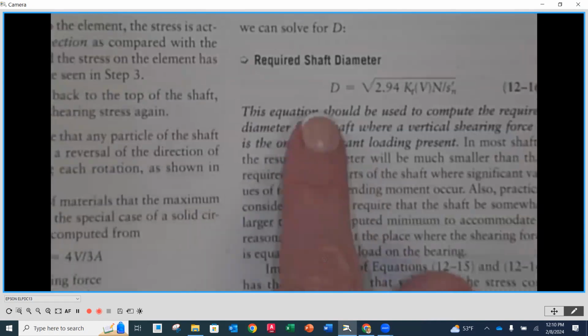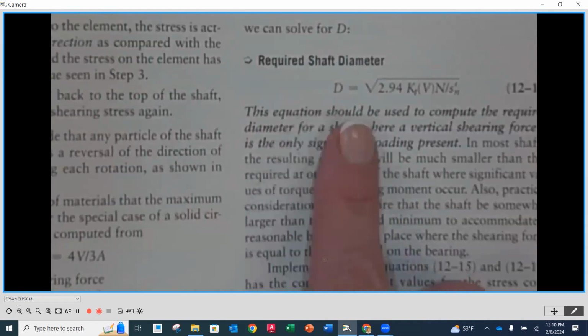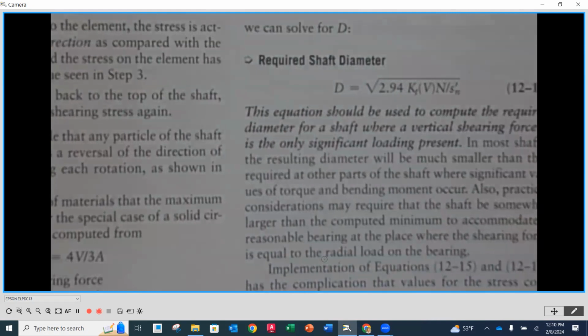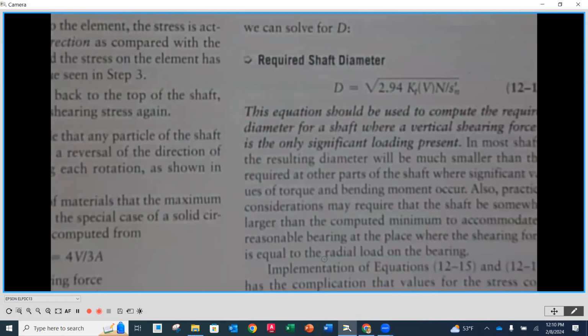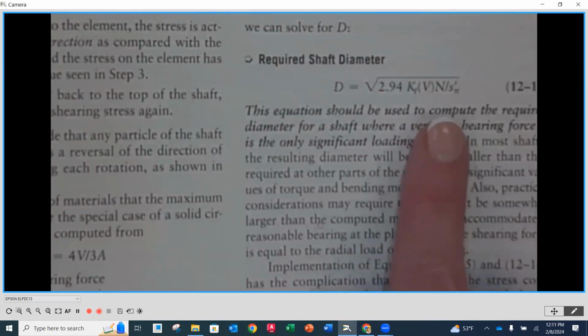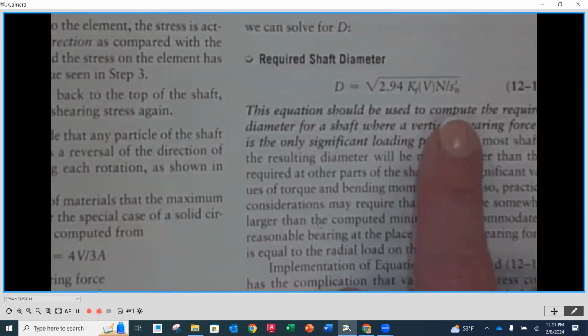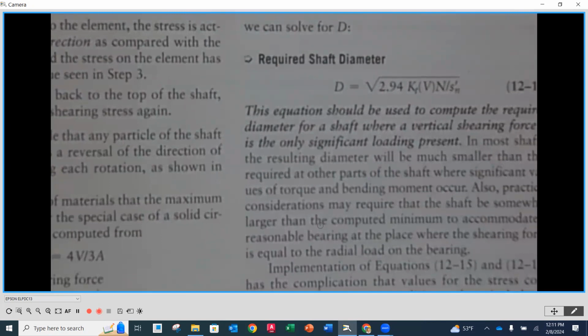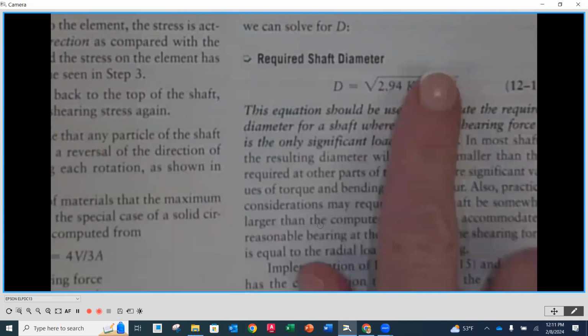All right. So the minimum shaft diameter, capital T, is going to be equal to the square root of 2.94 times KT. KT is going to be whatever stress concentration value is the largest for that section, that part of the shaft that you're trying to calculate. Capital V is going to be the shearing stress. Capital N is going to be like the safety factor or design factor. And then your S sub N is going to be what we call the endurance strength. We'll be calculating that as part of our inputs, okay? So not a hard calculation.